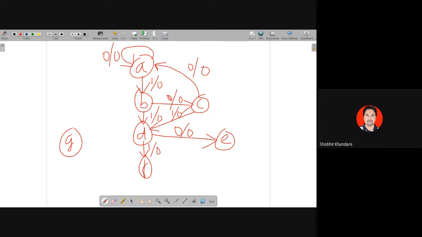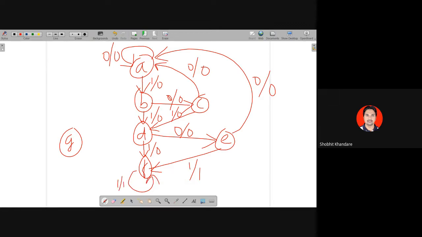Come to state E. I am in state E. I go to state A if my input is 0 and the output will be 0. I go to state F if my input is 1 and the output will be 1. Come to state F. I will be in the same state if my input is 1 and the output will be 1. I will go to state G if my input is 0 and the output will be 0.